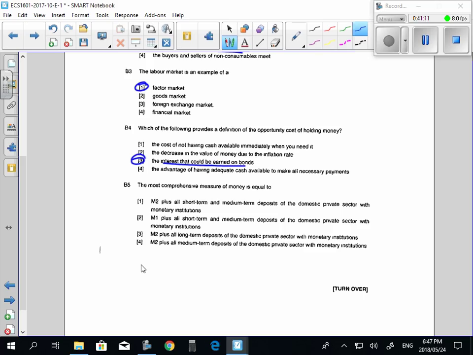The most comprehensive measure of money is equal to... so you got 3 different measures of money: M1, M2, and M3. Now, M1 is your most narrow definition or measure of money. M2 includes slightly more. M3 includes the most, all of it. It is the most comprehensive measure of money. Okay. The equation for M3 is equal to M2 plus all long-term deposits. So that is your most comprehensive measure of money.